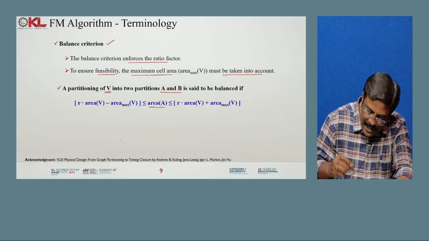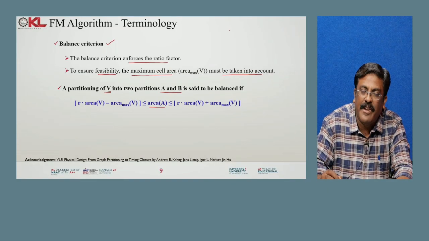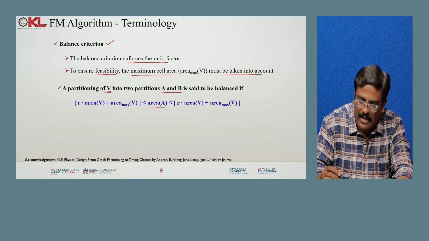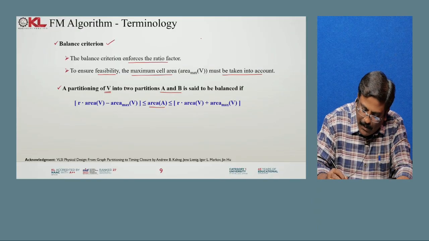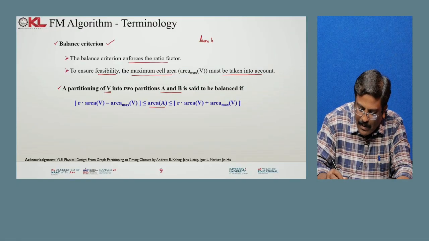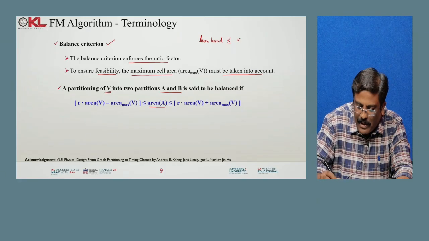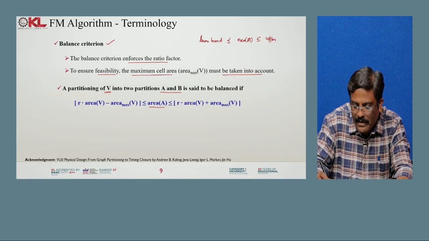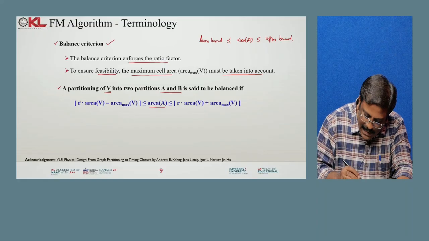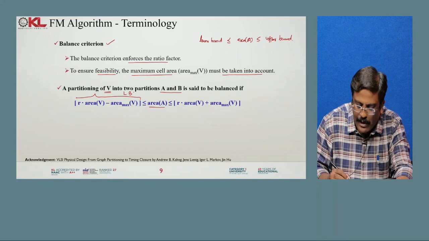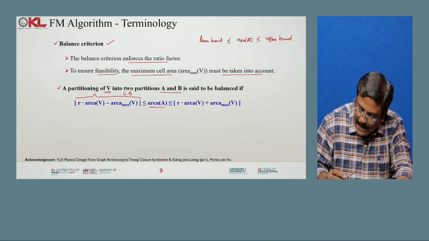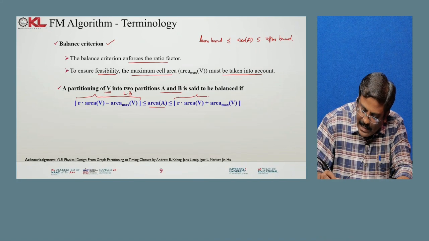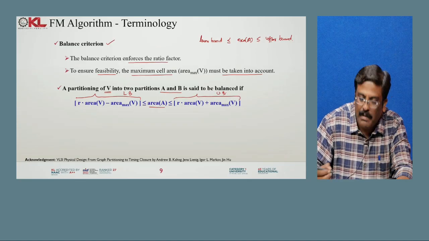So we are trying to define the area of A, the area of one partition, by means of an upper bound and a lower bound value. We have lower bound less than or equal to area of A, and less than or equal to upper bound. This is indicating the lower bound value of your partition A, and this is indicating the upper bound value of your partition A.